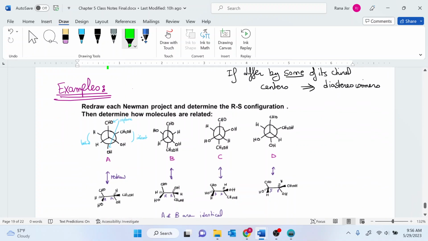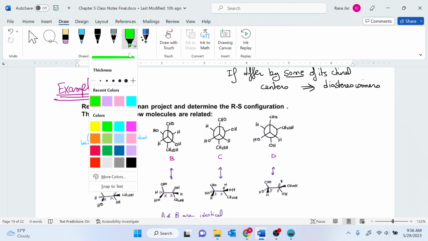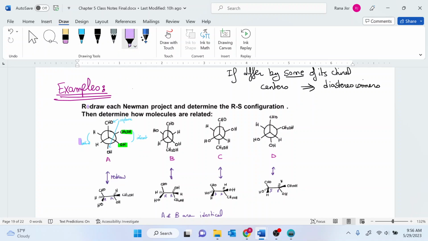So let's have an example here. Redraw each Newman projection and determine the R and S configuration, and then determine how these molecules are related to each other. So each one of those, we're going to go ahead and change into a 3D molecule. Keep in mind that the groups to the right of the Newman projection are always in front. The groups to the left of the Newman projection are always behind.